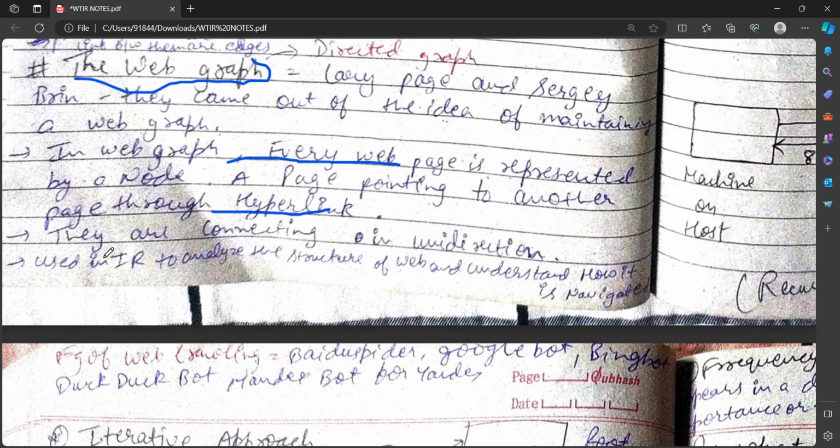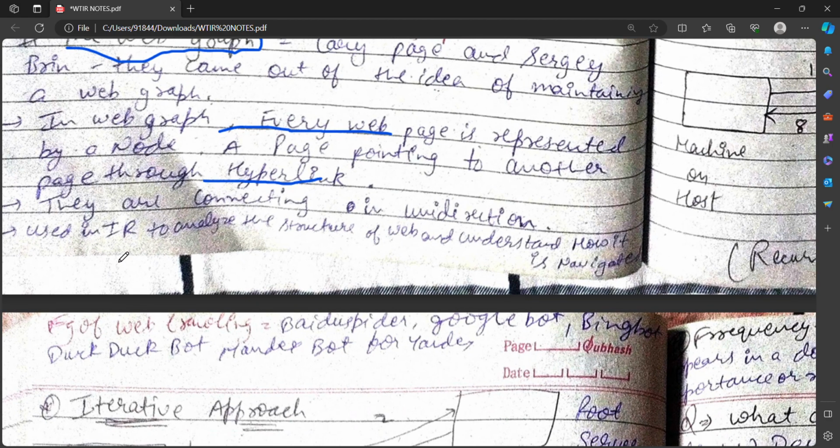Basically these web graphs are connecting in a unidirectional medium. Unidirectional basically means in one direction. So they are connecting in one direction, not in both directions, from both sides. Only one side direction is there. That can be left to right or right to left, top to bottom or bottom to top. So they are basically connecting in one direction.